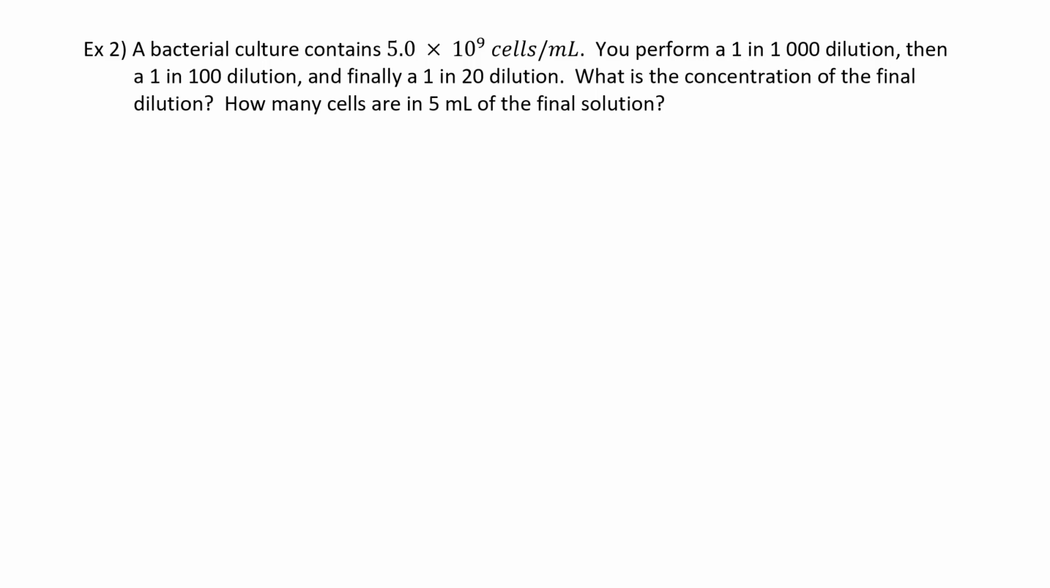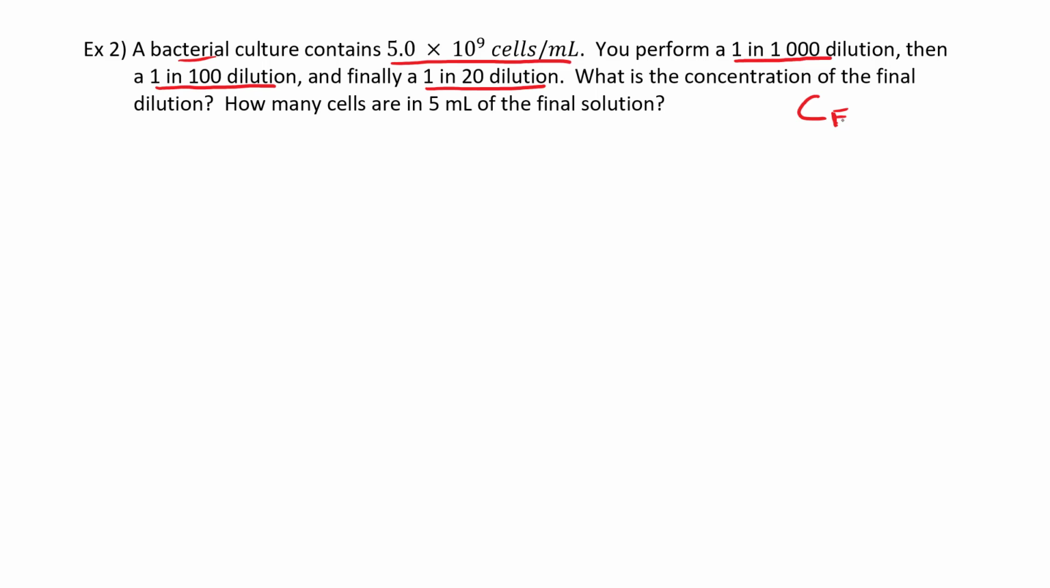Let's examine this. We have a bacterial culture. We know actually what the concentration is of the stock solution. We need to do a serial dilution to dilute it down. Perhaps we need to plate this, grow the bacteria on plates. We perform a 1 in 1,000 dilution, and then a 1 in 100 dilution, and finally a 1 in 20 dilution. What is my concentration in my final dilution? So what's my CF?